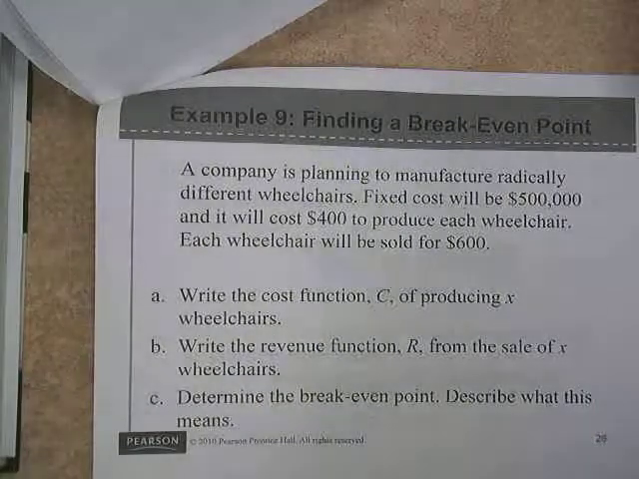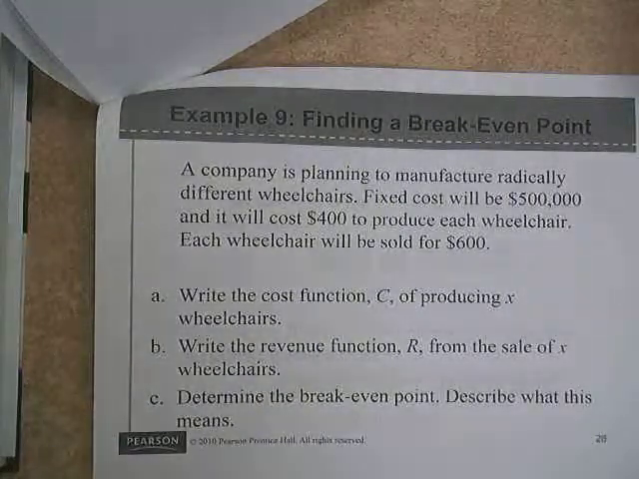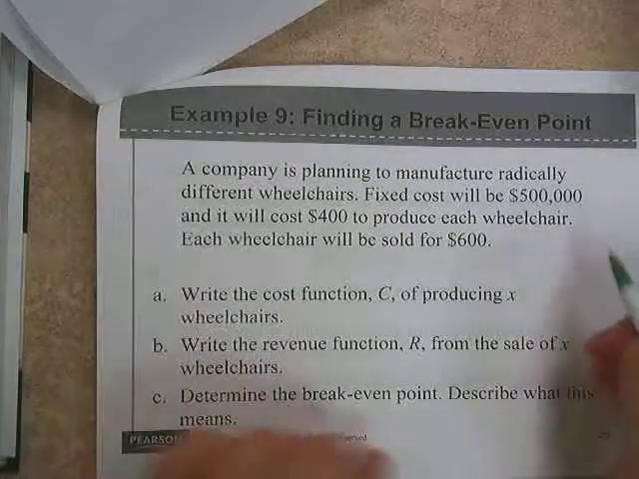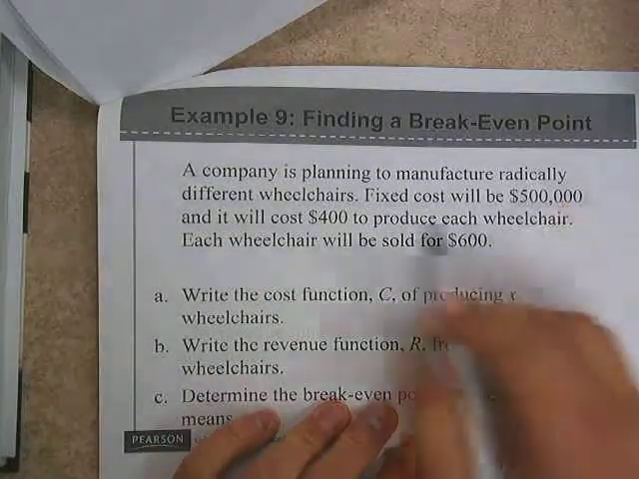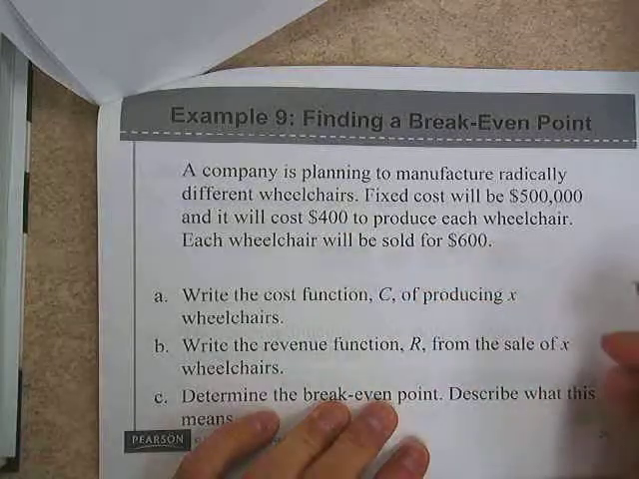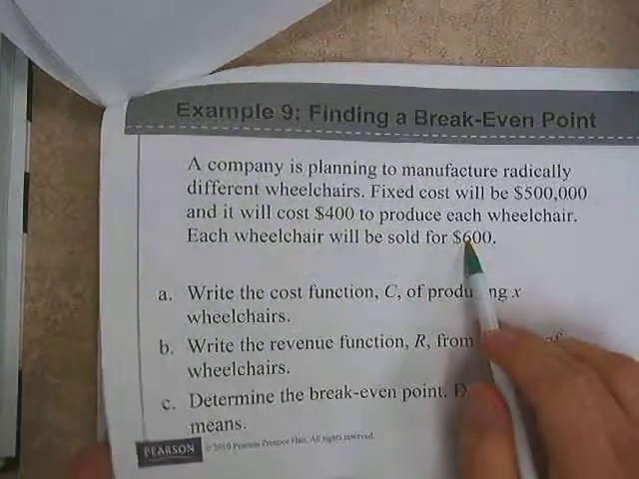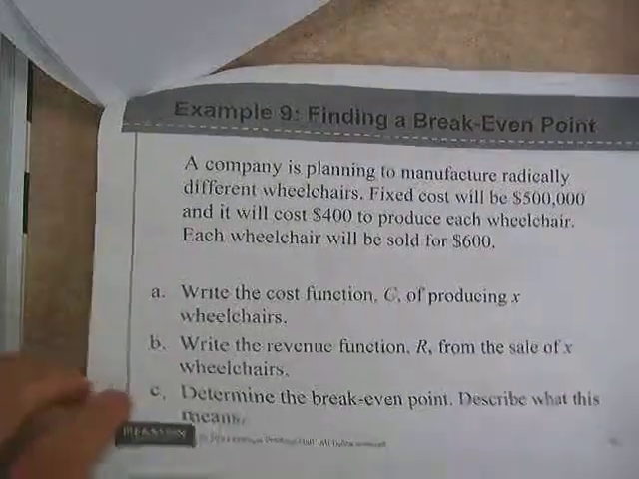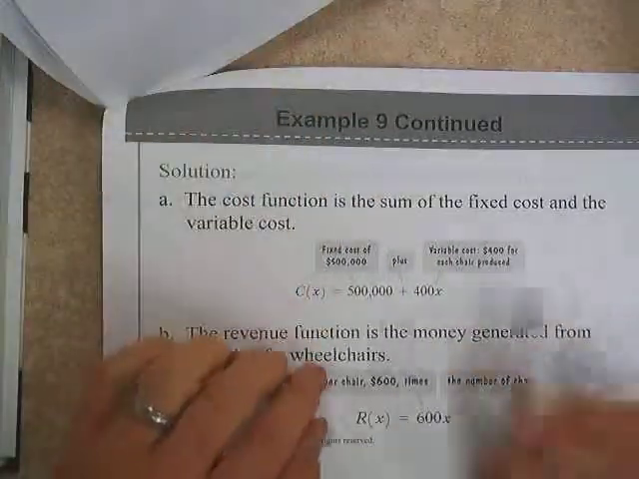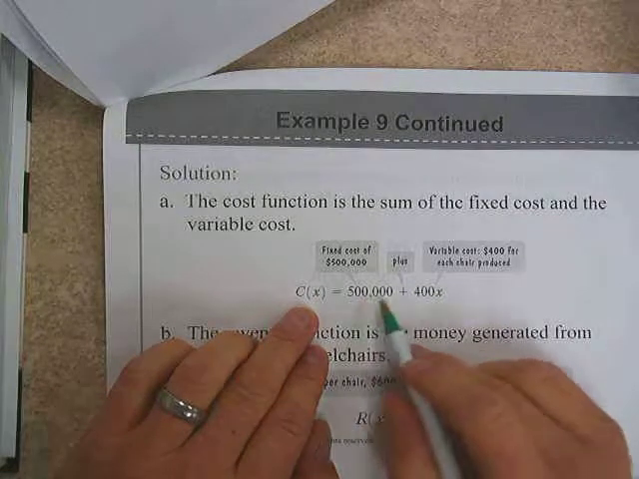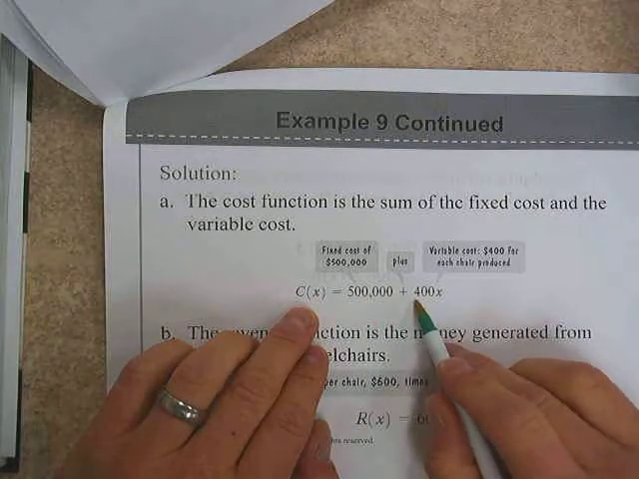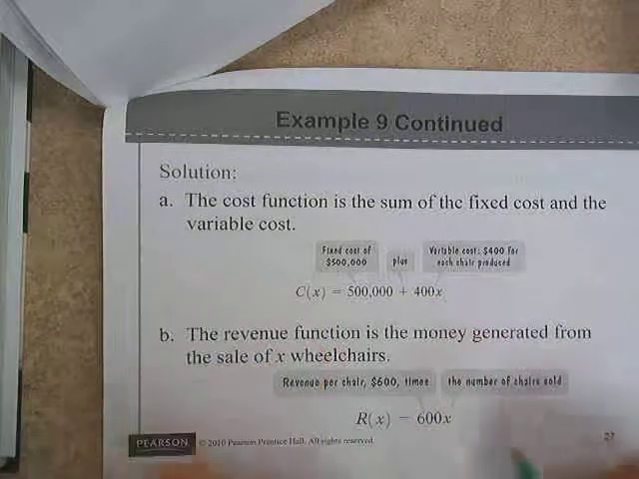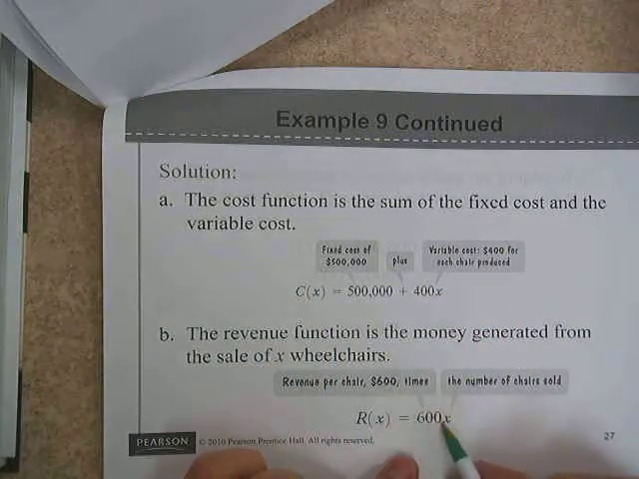Okay, so let's take a look at an example here. This company is planning to manufacture radically different wheelchairs. The fixed cost is $500,000 and it will cost $400 to produce each wheelchair, and each wheelchair will be sold for $600. So we're going to write a cost function. We know from our previous slide that the cost is going to be the fixed cost plus the cost per chair times X, and the revenue is going to be the amount brought in times X, and then we want to determine the break-even point. So let's see what they did on the next slide here.